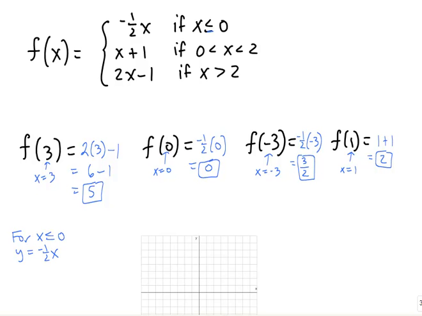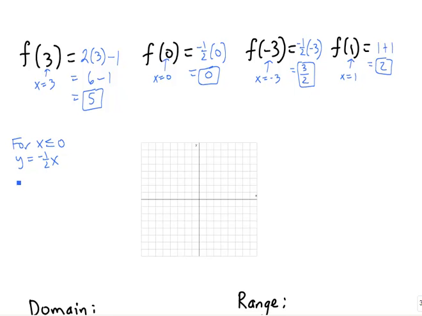So I am going to make a table for that rule. And in my table, I want to make sure that I use this 0. And then for my next x, I want to make sure that I pick an x that's less than or equal to 0. So that would be something negative, like negative 1. Okay? And I'm going to substitute those into the rule negative 1/2 x. So if we plug 0 into that, negative 1/2 times 0 stays 0. If I plug in negative 1, negative 1/2 times negative 1 becomes positive 1/2.